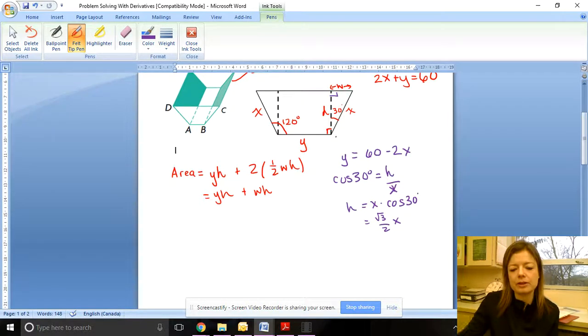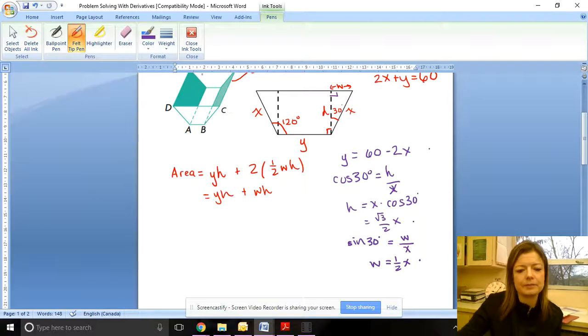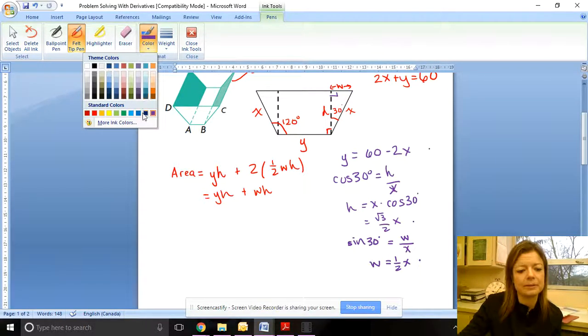So we can do something similar for width, okay? The sine of 30 degrees is equal to width over x. So width can be represented by 1/2 x, since the sine of 30 degrees is a half, and we bring up the x. So now we have our width, our height, and our y all in terms of x. So all of our things are in terms of one variable.